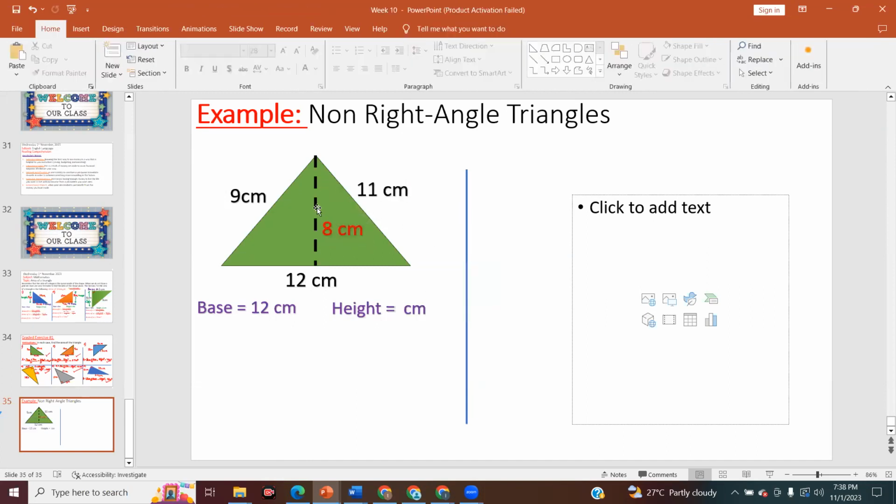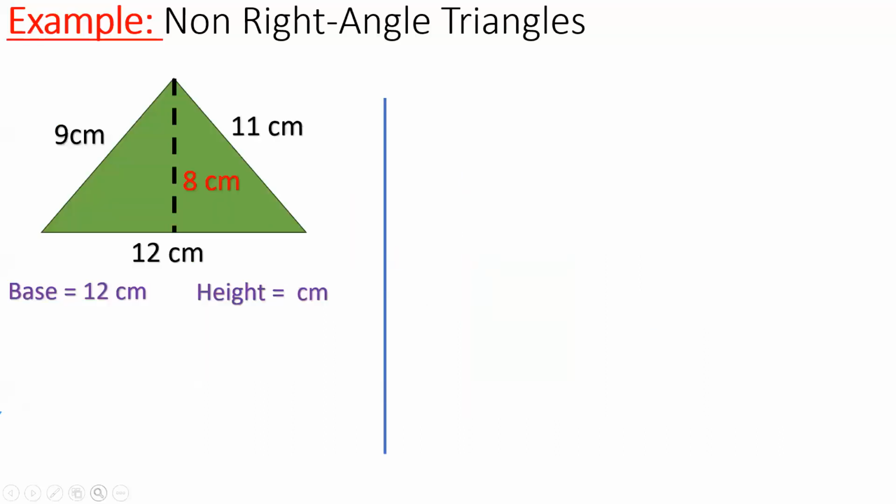So always remember the height is perpendicular to the base. What do we mean by perpendicular? It means that we form a right angle with the base, right? So the base in this question is 12. And the height is perpendicular to the base, which means it forms a right angle with the base. So the height is going to be what? 8 centimeters, that's the height.